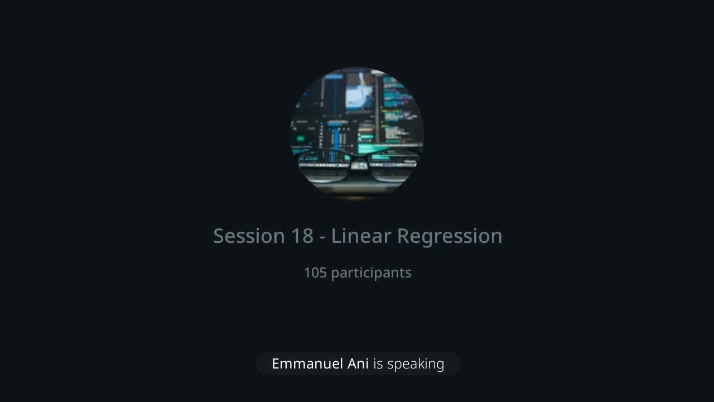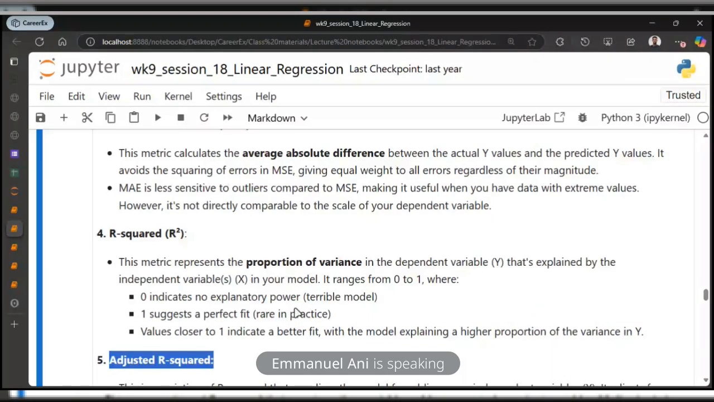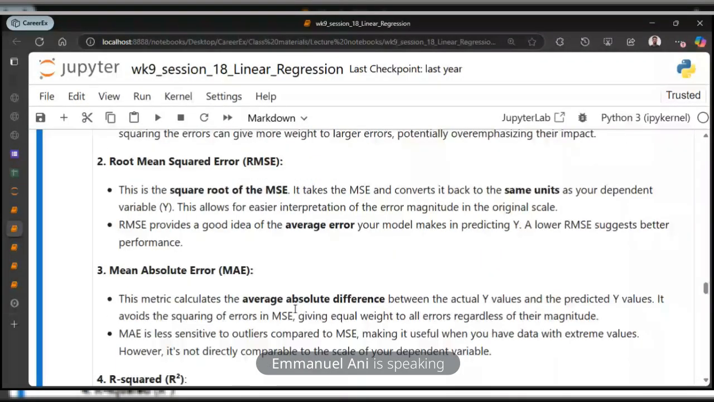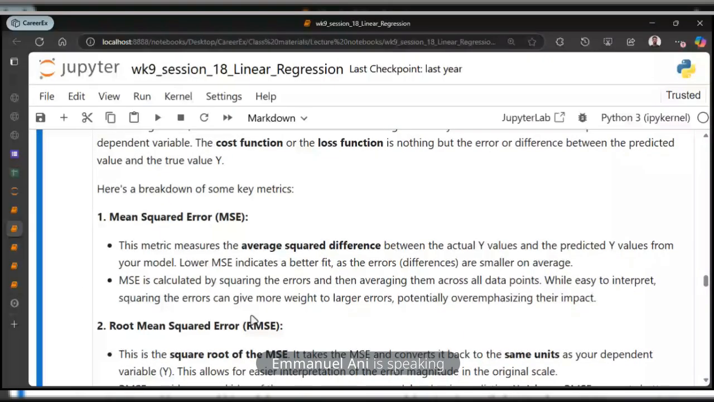This can also be translated to all other regression models. Any other model you're using for a regression task, you can use the same evaluation metrics to evaluate it. So it translates to all other regression models, not just linear regression. I'm just going to explain these metrics quickly.